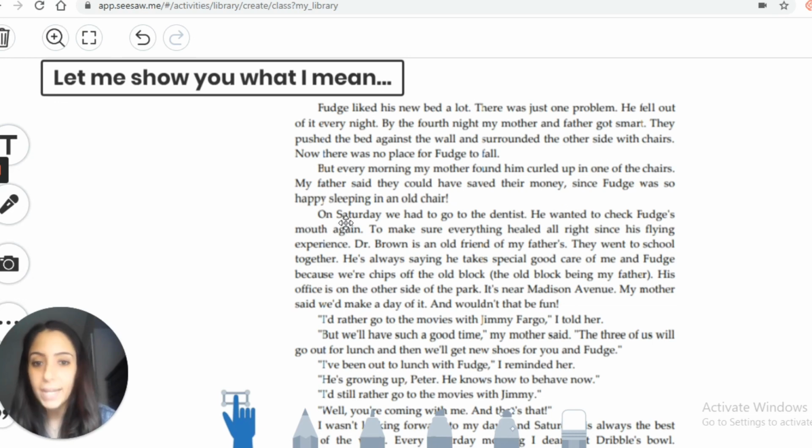On Saturday, we had to go to the dentist. He wanted to check Fudge's mouth again, to make sure everything healed all right since his flying experience. Dr. Brown is an old friend of my father's, so we're going to pause there.